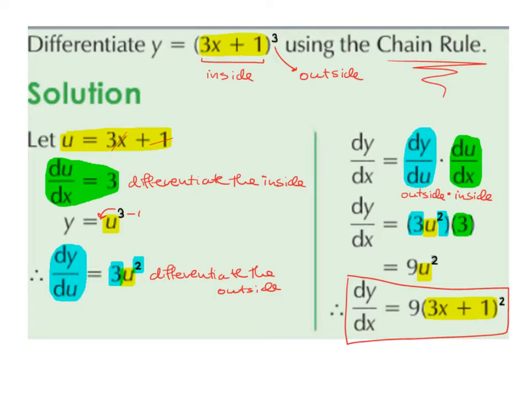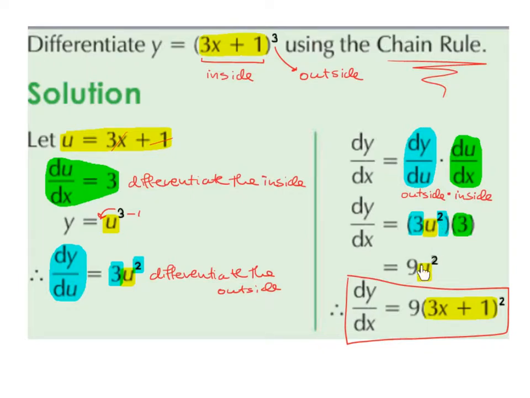So now we use the chain rule. dy/dx is equal to dy/du multiplied by du/dx. dy/du is the derivative of the outside, which is 3u squared, so we put 3u squared inside brackets. The dot there means multiply, so we multiply it by du/dx, which is the derivative of the inside. The inside is what's in yellow, and the derivative of that was 3. So we put 3 in brackets. Then we multiply: 3 times 3 is 9, so we have 9u squared.